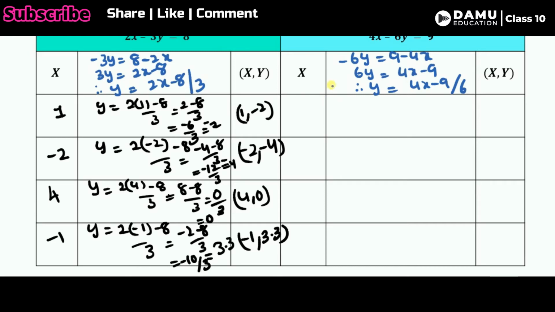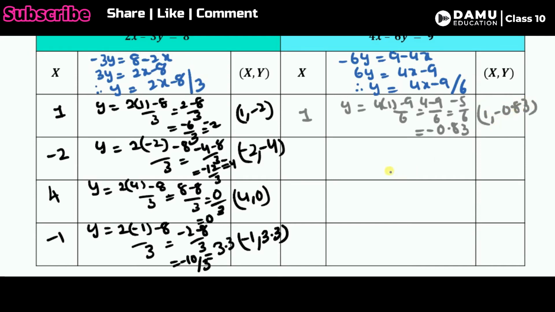Let's move on to the second one, that is y is equal to 4x minus 9 by 6. Let's take x as 1. So y will be equal to 4 into 1 minus 9 by 6. So 4 minus 9 by 6, what answer will we get? Minus 5 by 6, which is minus 0.83. So (1, -0.83) we will get.